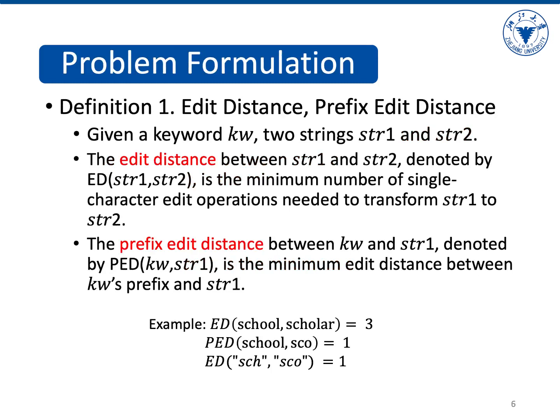First, the edit distance and prefix edit distance. Given two strings, the edit distance between these strings is the minimum number of single character edit operations needed to transform str1 to str2, including insertion, deletion, and substitution. The prefix edit distance between strings is the minimum edit distance between a prefix of a string and another string. For example, the edit distance of school and scholar is 3. The prefix edit distance of school and sco is 1. The edit distance of sch and sco is 1.